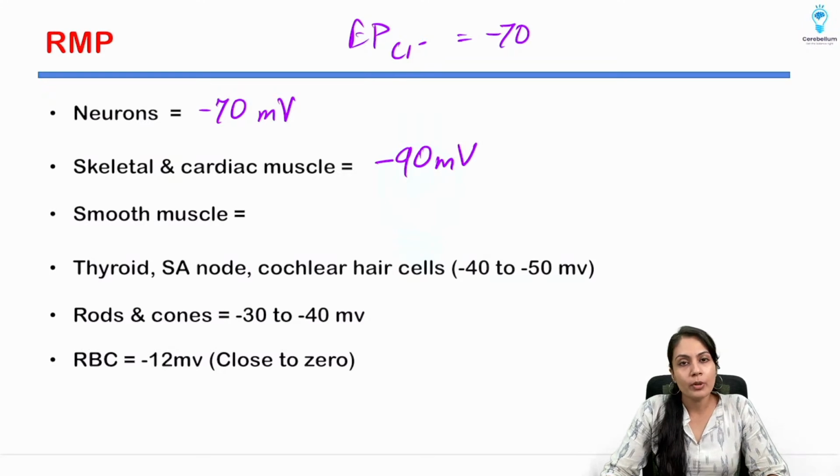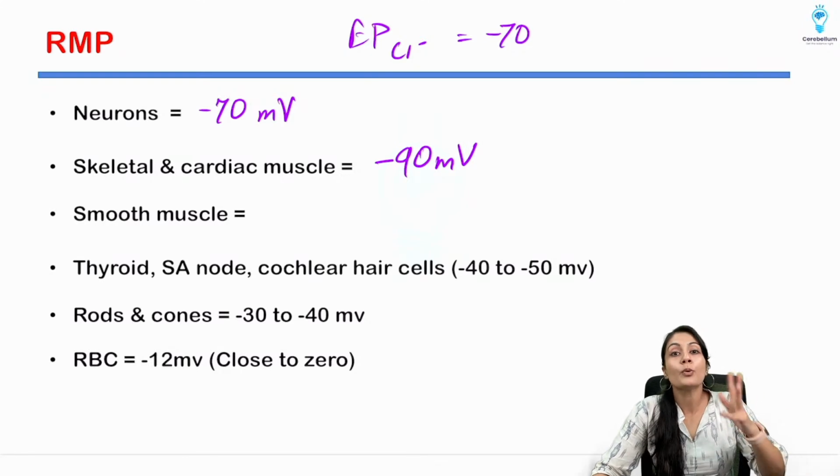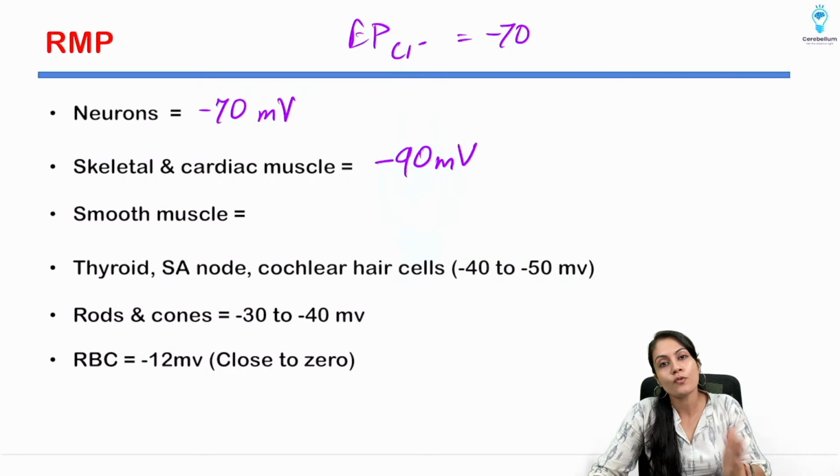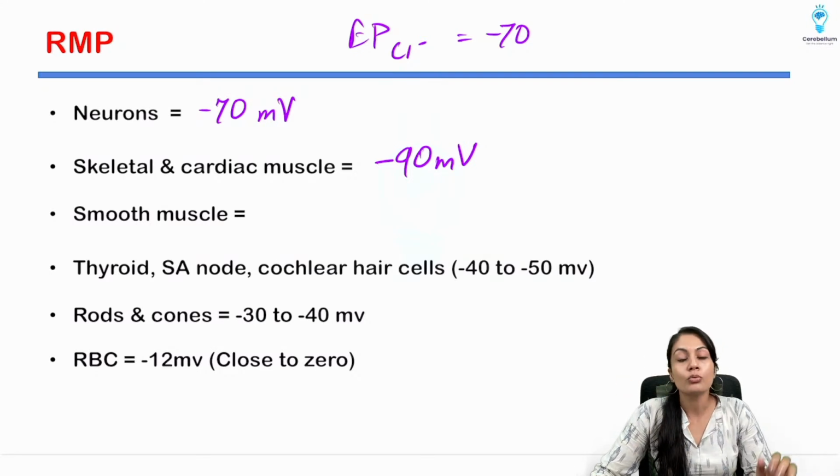So how can you remember? You can remember that it requires more potential to produce force. The cardiac muscles are going to produce force in systole throughout your life. So that's why it requires more potential.